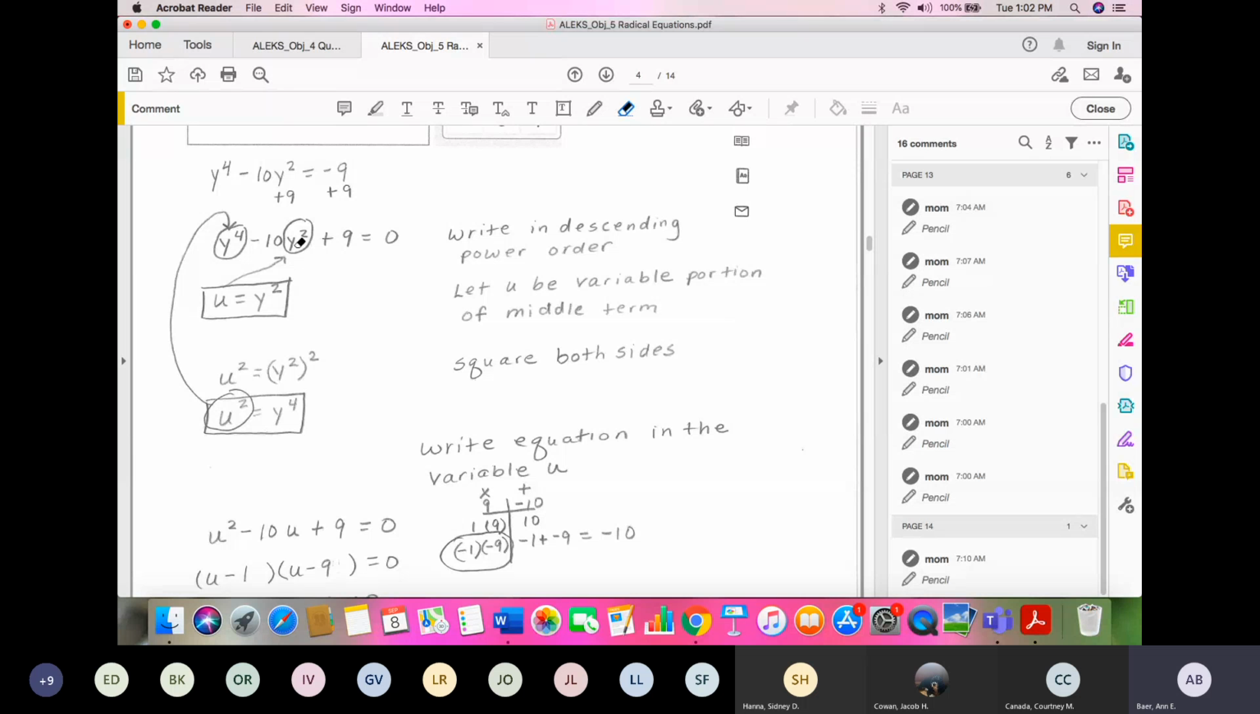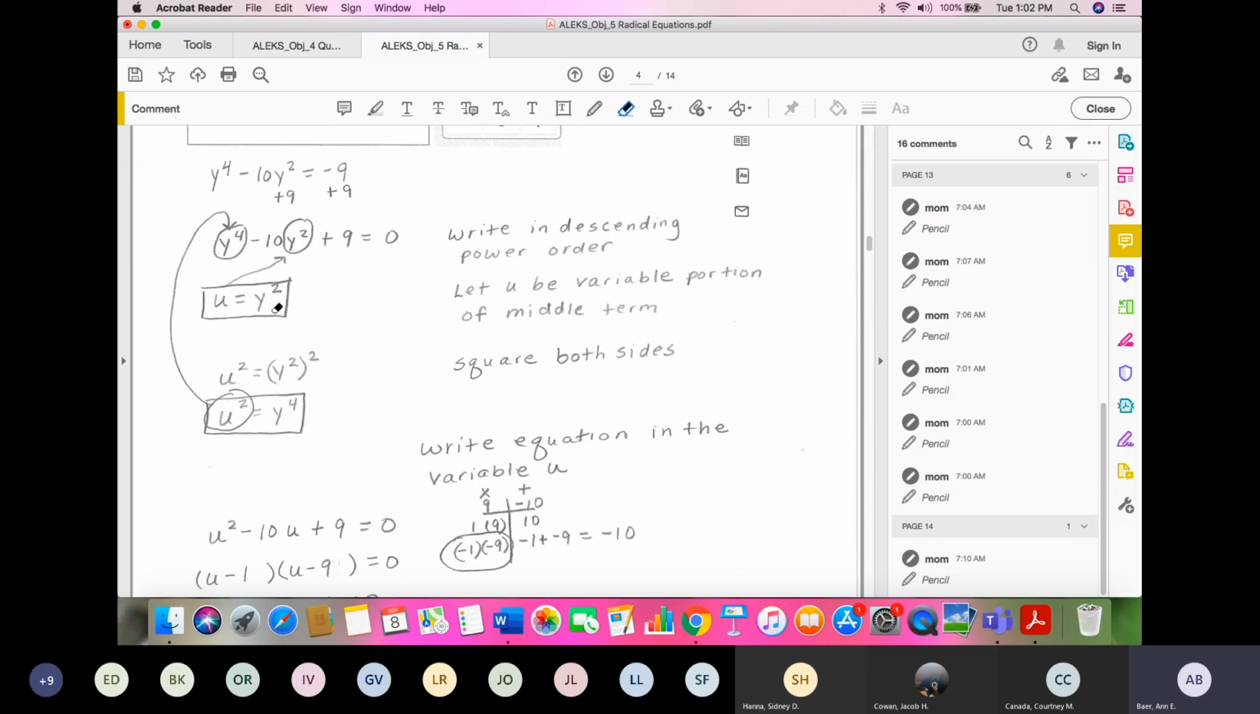So how do we turn this into a quadratic equation, you might be wondering. The tip is let u be the variable portion of the middle term. That assumes that you've written it in descending power order. The middle term is this guy. We just want the variable portion only, which is this y squared right here. We want to let u be equal to the variable portion, so u equals y squared. So this is what's going to allow us to temporarily turn this into a quadratic equation that we can easily factor.